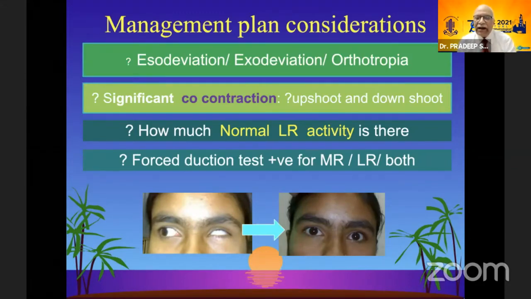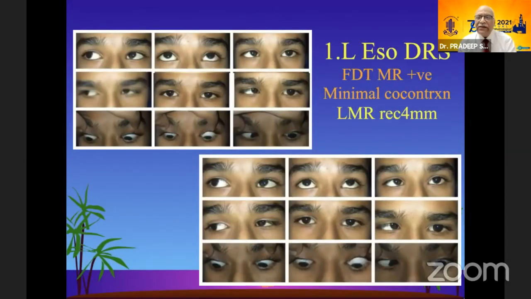How much is the normal LR activity is the third point you look preoperatively. And finally, intraoperatively, look for the force reduction test for MR, LR, or both. Now, in this case of ESO-DRS, we have FDT negative, minimal co-contraction. So I have just tried to do a left medial rectus recession of 4 mm, and that takes care of the esotropia as well as the narrowing of the palpebral aperture, and that is enough for this case.